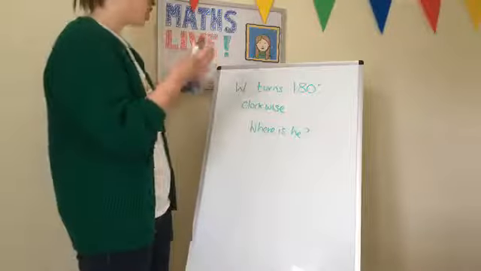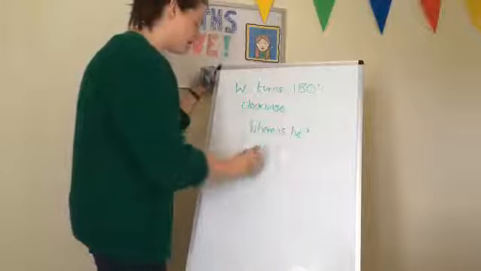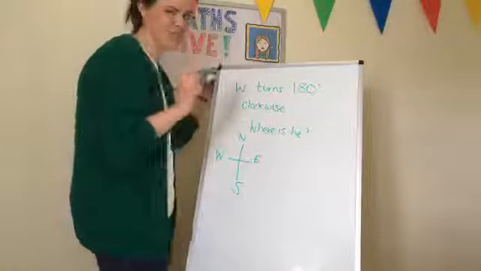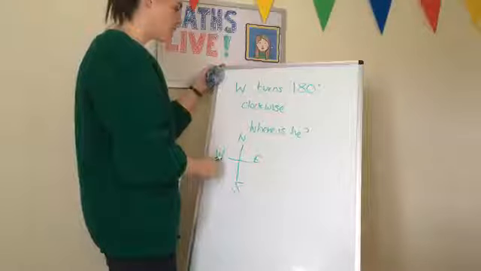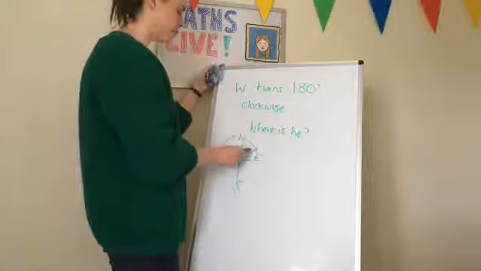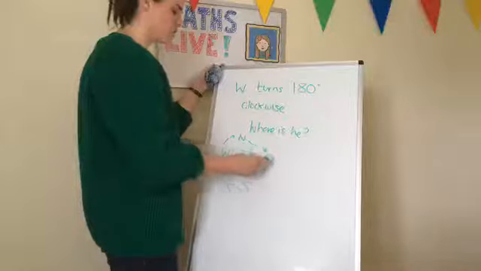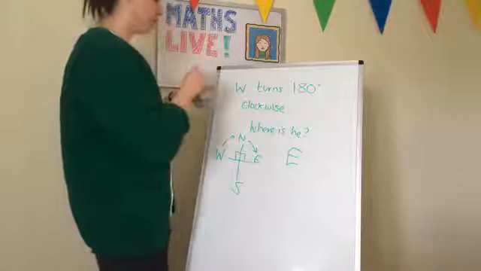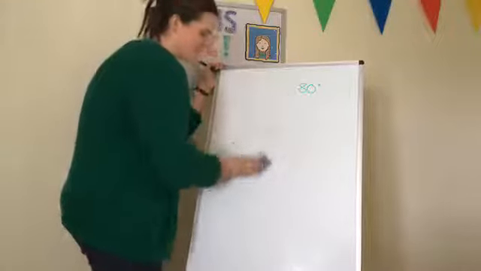I love that. So he's facing west. So draw your compass. Naughty elephants squirt water. I'm going to use that from now on. So he's facing west and he turns 180 degrees clockwise. Where is he? So clockwise is this way. So there he turns 90 and he turns another 90, that's 180 degrees. So he is facing east.